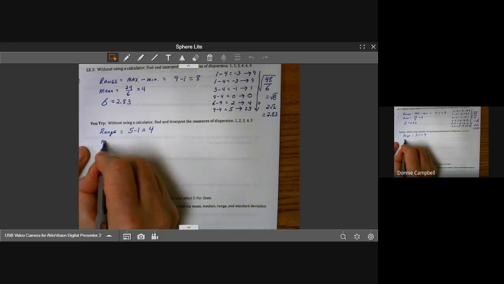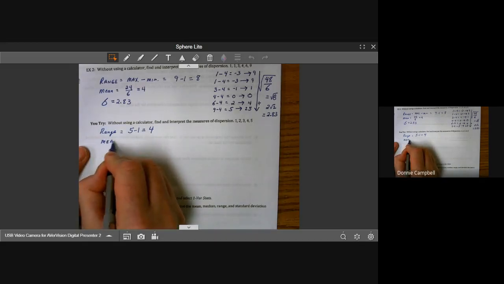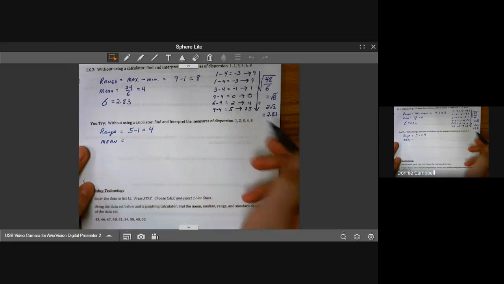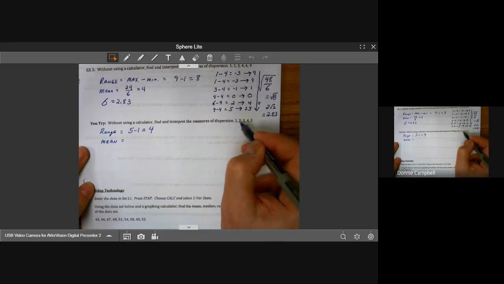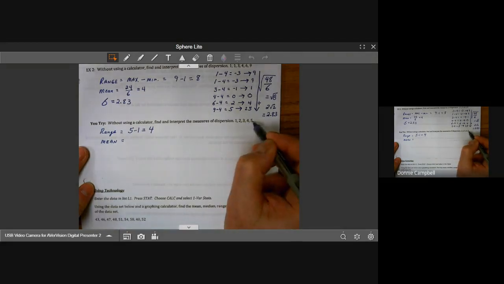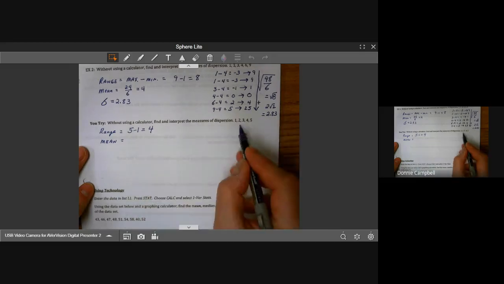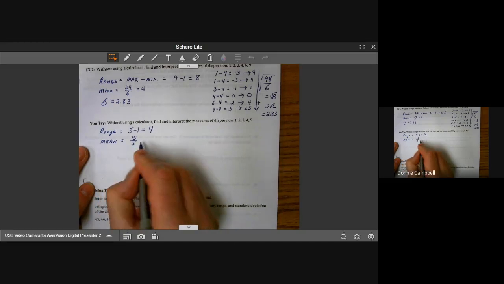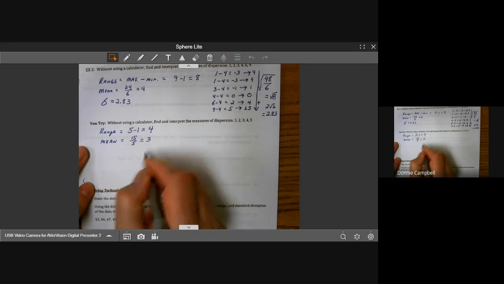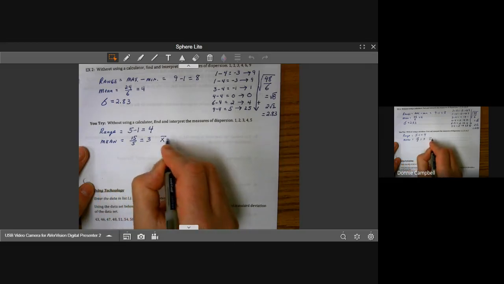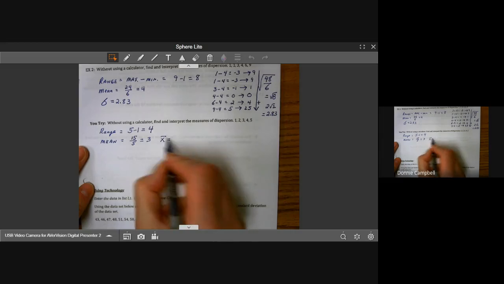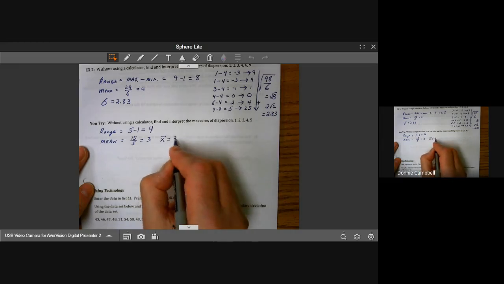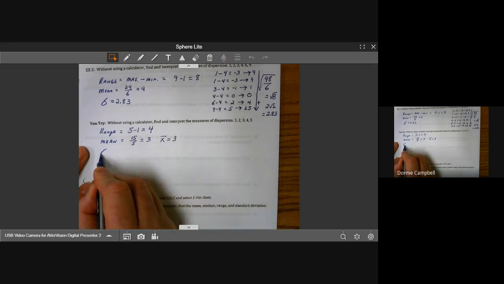My mean is going to be the sum of all those numbers, okay? So I'm going to add them all up. So that's 6, 10, 15, and I divide by 5. 15 divided by 5, so my mean is 3. And I'm going to write my symbolism here, x bar, or x is the mean. And then now I need to find the standard deviation.